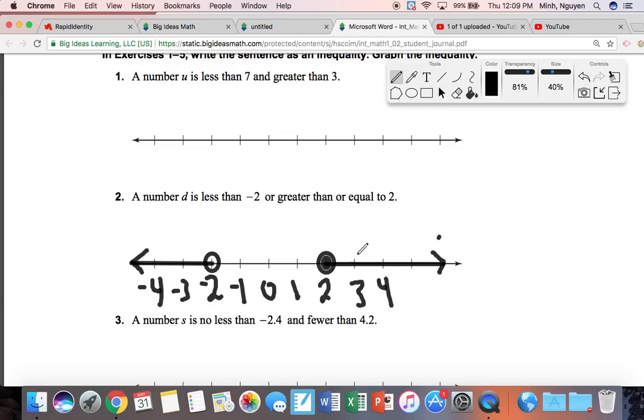So let's pick any of these numbers that are part of our solutions. Let's say 4. A number 4 is less than -2. Is that true? No. Or greater than or equal to 2. Well, it's greater than 2, so it still fits. It says or, which means it only has to be one of these things. It has to be less than -2, or it has to be greater than or equal to 2. So if we look at -4, -4 is less than -2. That's the only requirement it needs to meet, and it does. So we're good.